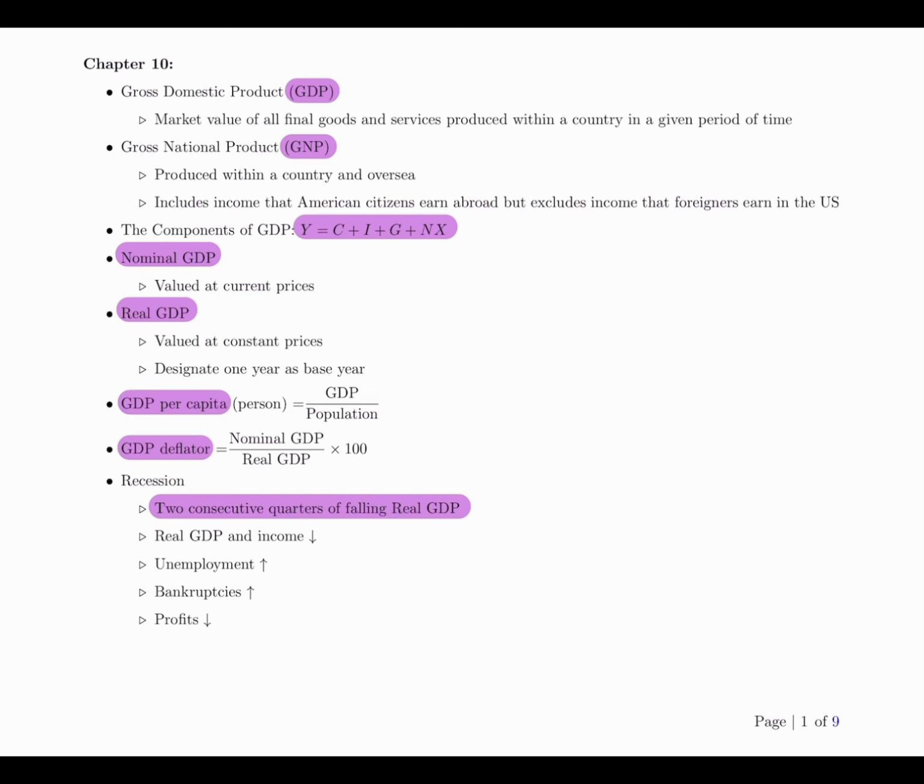In comparison to GDP, GNP takes transactions within the country and overseas. GNP includes income that American citizens earn abroad, but excludes income that foreigners earn in the US. The components of GDP in the GDP equation: Y = C + I + G + NX, where Y is the GDP or output level, C is the total consumption spending, I is the total investment spending, G is the total government spending or purchases, and NX is net exports.